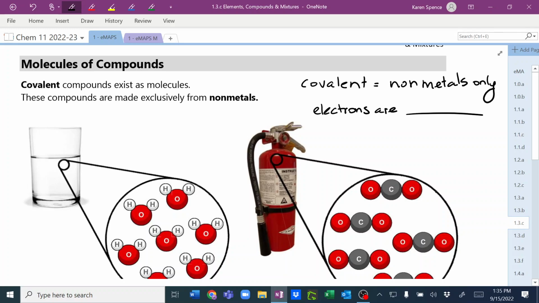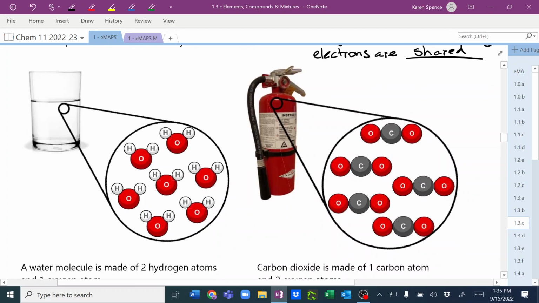It's even worse, right? Electrons are, what happens to them? They are shared. Okay? They're shared. And they are made exclusively of nonmetals. So here we have a glass of water, and it's got little water molecules floating around it. Water always looks a little bit like Mickey Mouse, okay? Has that distinctive shape with the two ears.